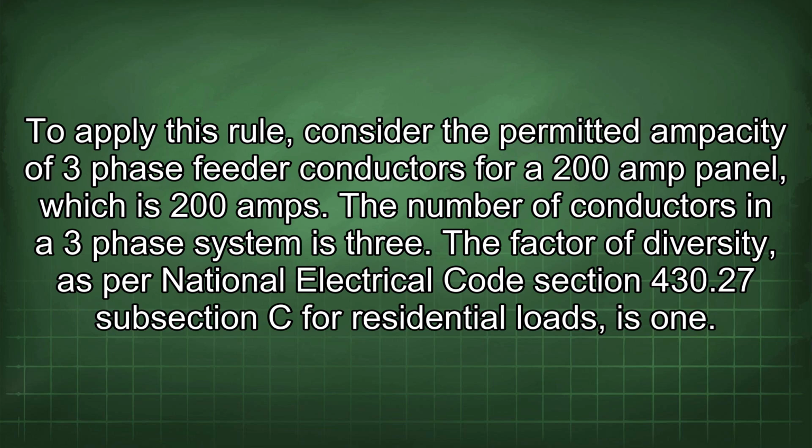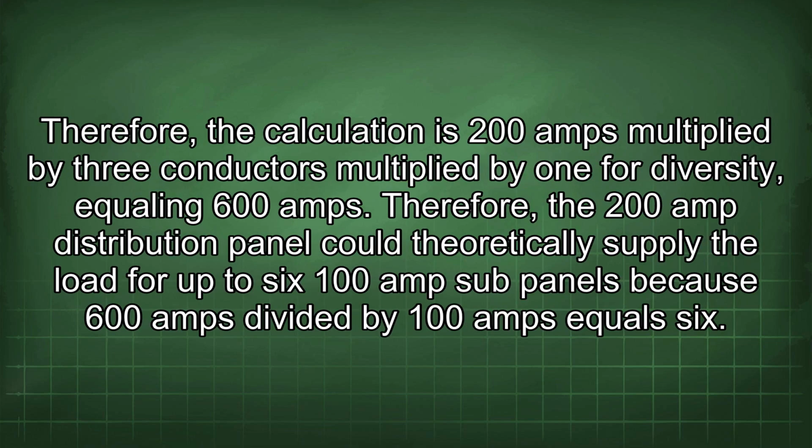The number of conductors in a three-phase system is 3. Factor of diversity as per National Electrical Code Section 430.27 subsection C for residential loads is 1. Therefore, the calculation is 200 amps multiplied by 3 conductors multiplied by 1 for diversity, equaling 600 amps. Therefore, the 200 amp distribution panel could theoretically supply the load for up to 6 100 amp subpanels because 600 amps divided by 100 amps equals 6.